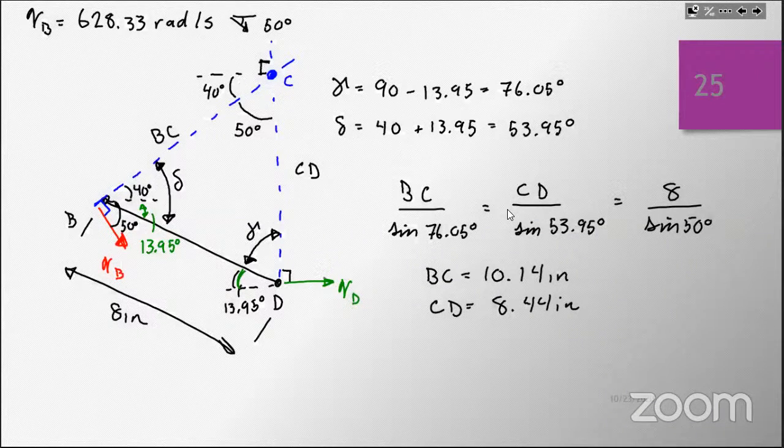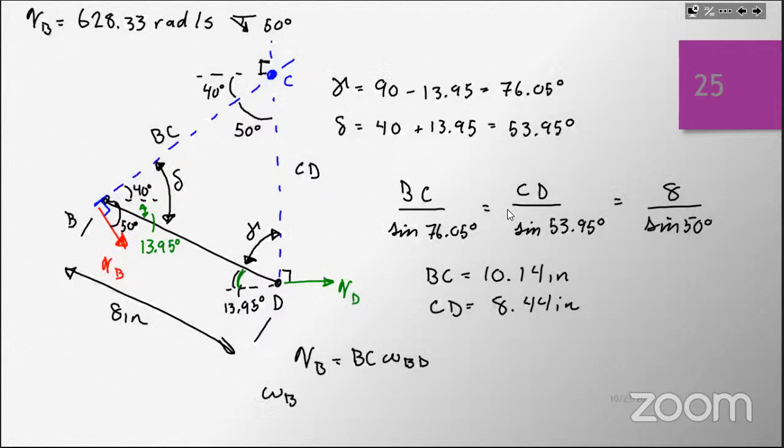So what do we do from here? Well, I know VD, right? And I know the distance that it is away from C. So I should be able to come up with an expression for omega BD using that, right? Because VB is equal to BC times omega BD. I know BC, I know V sub B.